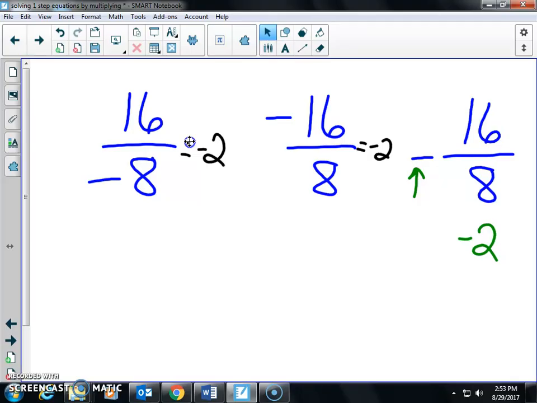So anytime you see a negative sign in a fraction, whether it's on the top, the bottom, or the middle, you could just think of it as being interchangeable. The negative sign could be on the bottom, the negative sign could be on the top, the negative sign could be out in front, and it's going to equal the exact same thing.